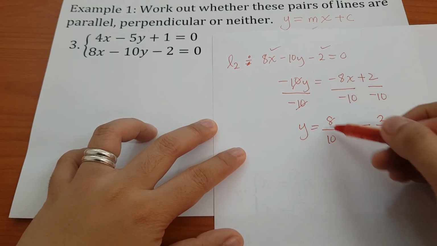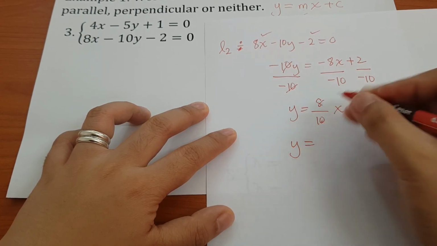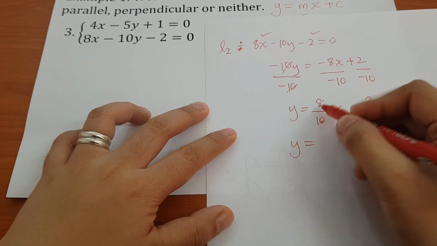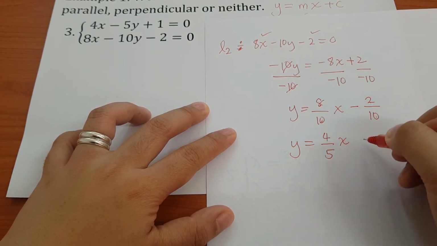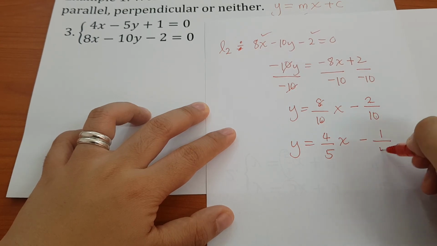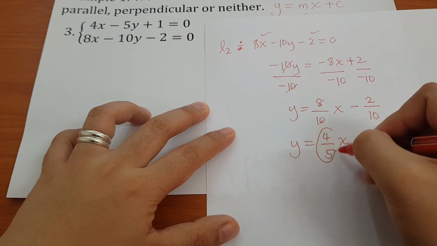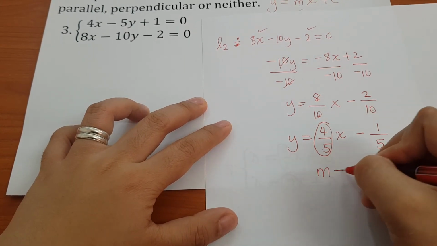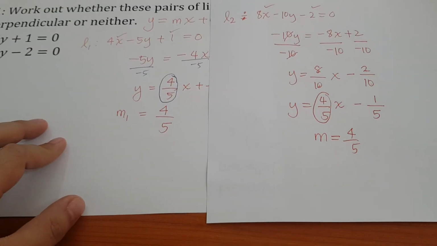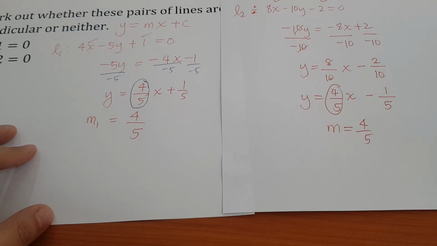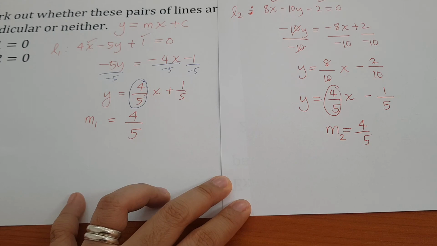Remember, fractions should be in simplest form. So the common factor is 2. 8/2 is 4, 10/2 is 5x. Also here, the common factor is 2, and here, 5. So the coefficient of x here is m, which is 4/5. So we observe that for both lines, the gradients are the same. Your m1 is 4/5, your m2 is also 4/5.